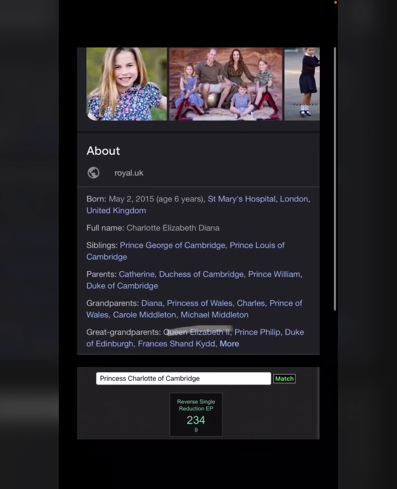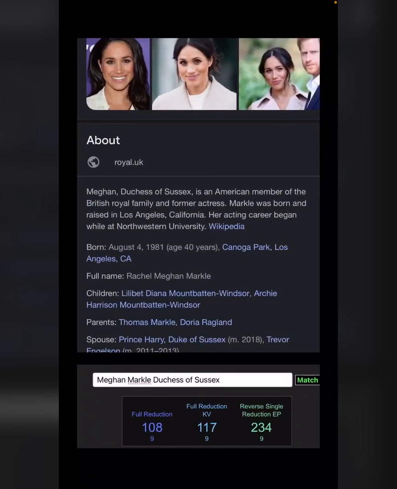And how about the girl that married into the family, who married the Queen's grandson, Prince Harry, and she just happens to have the same 3 numbers that these other people continually have, the 108, the 117, and the 234. Again, Meghan Markle, Duchess of Sussex, equals 234, 117, and 108. Again, not a coincidence. The same numbers over and over.